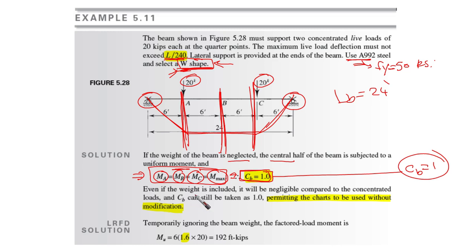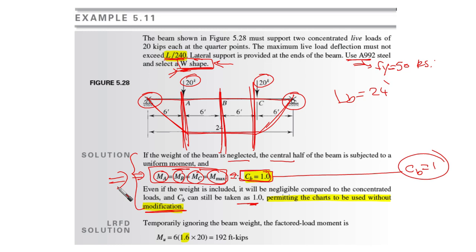Even if the weight is included, it will be negligible compared to the concentrated loads, and Cb can still be taken as 1. Maybe you are going to ask whether, if we take the weight of the beam, the moments would change, but actually they are not going to change enough to be considered. Cb can still be taken as 1, permitting the charts to be used without modification. So this is step number 1.